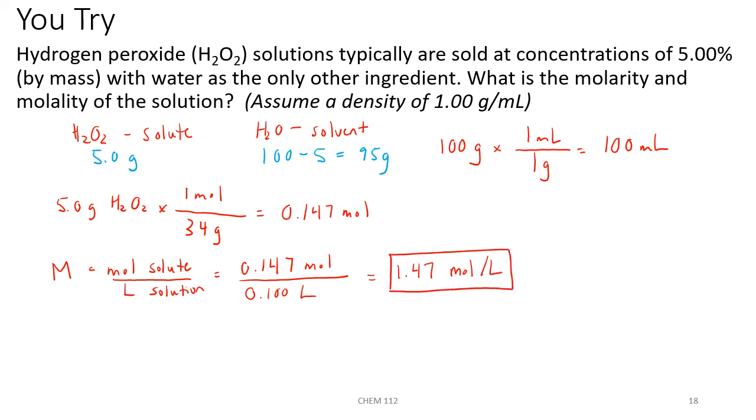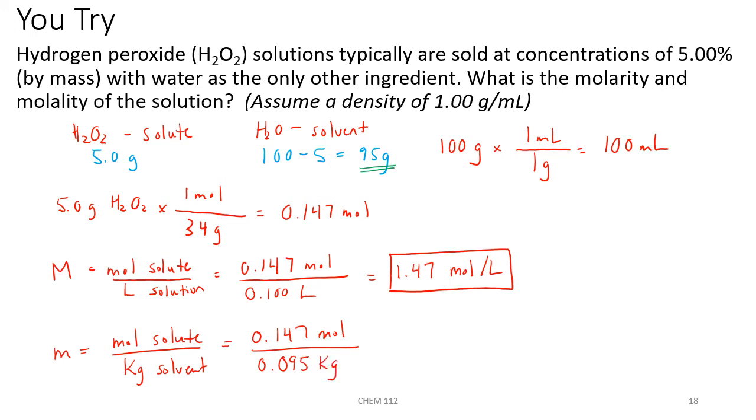For the molality, we'll take the moles of solute and divide by the kilograms of solvent. So we're going to take the same numerator, 0.147 moles, and divide by our solvent in kilograms. Our solvent is water, and we have 95 grams, so we just need to convert that into kilograms. So 0.095 kilograms. And that ends up giving us 1.55 moles per kilogram.